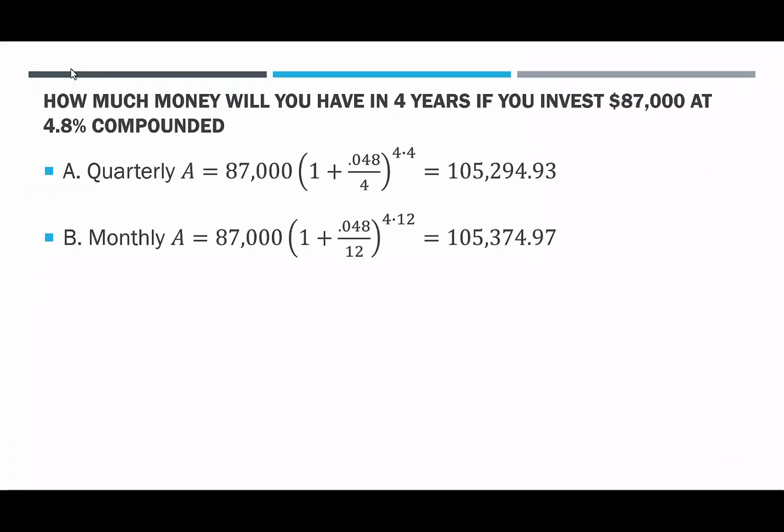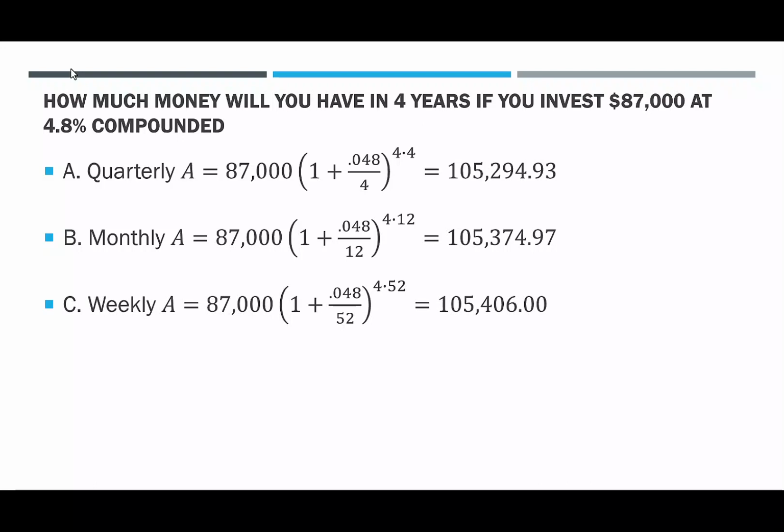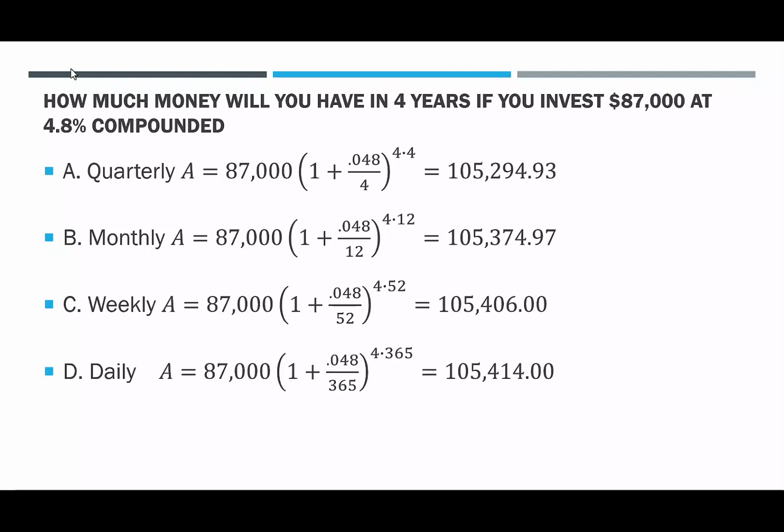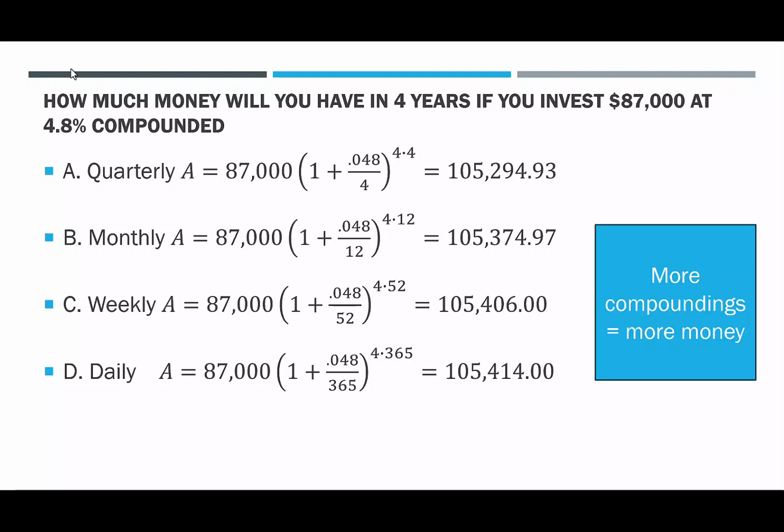We see our future value is $105,294.93. Repeating the process, we'll find that using monthly compoundings, we'll have $105,374.97. Weekly compoundings gives us a future value of $105,406. And then daily gives us a future value of $105,414. What we see here is that more compoundings equals more money. The more often we compound, the more money we receive.